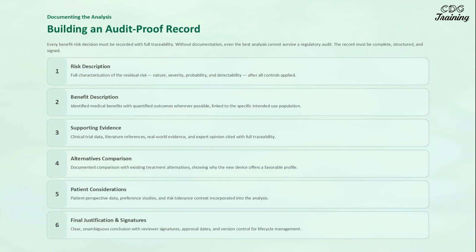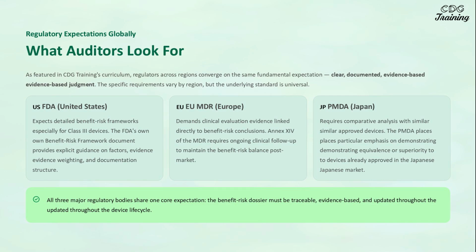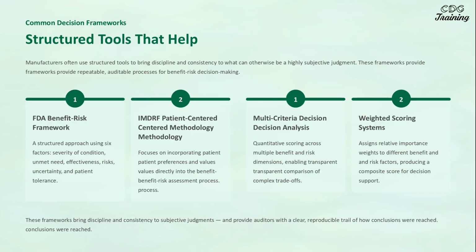Every benefit-risk decision must be documented with full traceability. This includes risk descriptions, benefit descriptions, and supporting evidence. Regulators expect a clear, documented, evidence-based benefit-risk judgment. This standard is universal, though specifics may vary by region. Frameworks like the FDA Benefit Risk Framework provide structured approaches to benefit risk decision-making, ensuring consistency and repeatability.